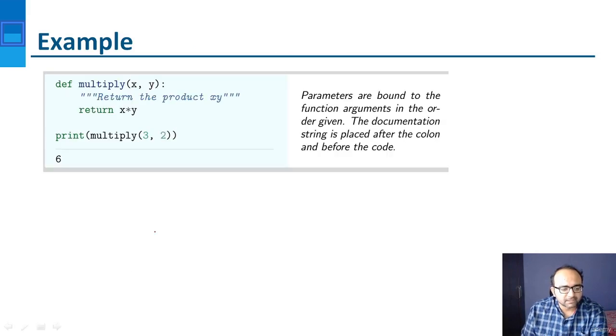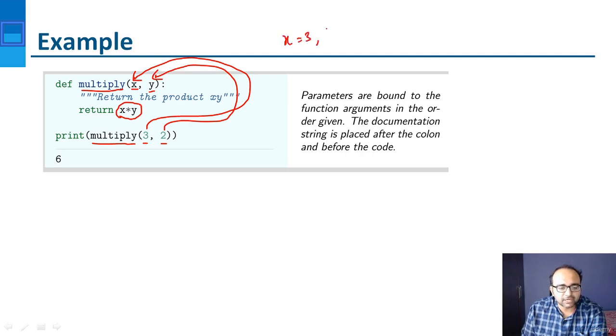Next, coming to another function, the multiply function, which takes two parameters x and y. In the function call, we specify those two parameters as 3 and 2. So the value 3 will be copied into x, and the value 2 will be copied into y. Inside this function, it is going to return x into y. The x value is 3 and the y value is 2, so x into y is 3 into 2, which is 6. The value 6 will be returned back here and displayed, so the output will be 6.